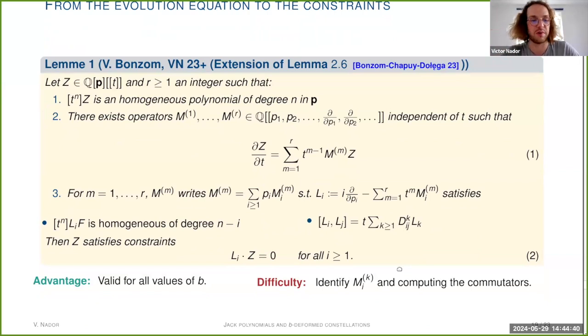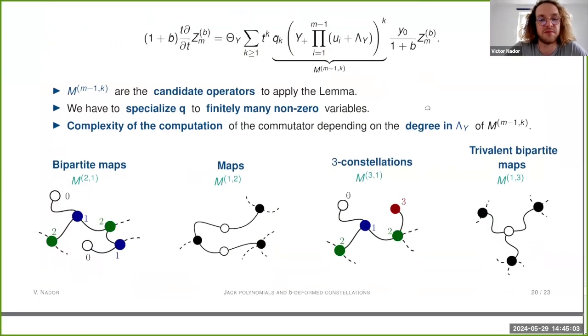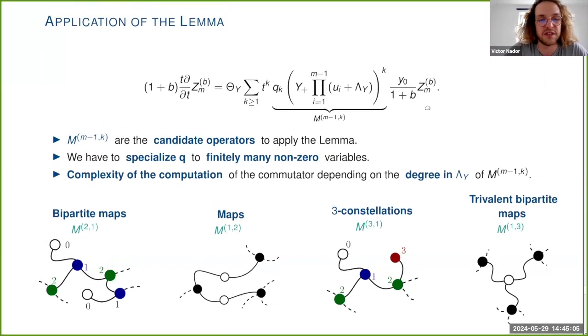but also being able to compute the commutator, which is where the main difficulty of this lemma lies. Because essentially, this tells you that if you can check that your operators behave as constraints, then you can legitimately identify those operators as constraints. Okay, so let's try to apply it to the non-oriented constellation.